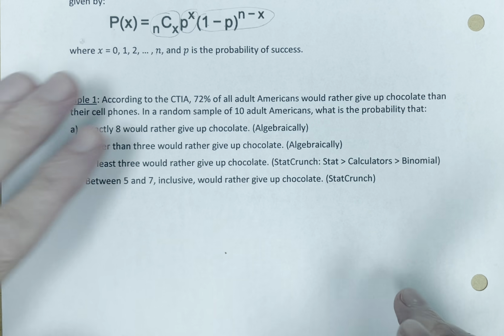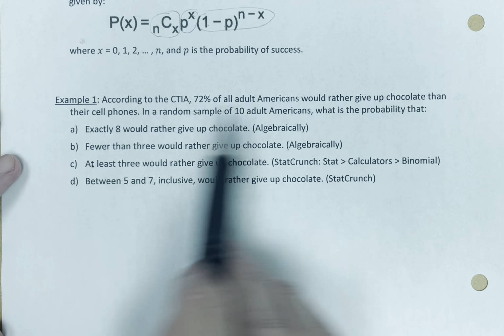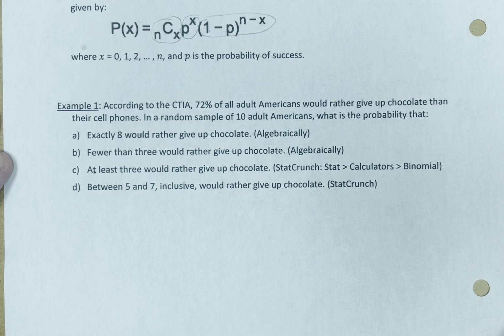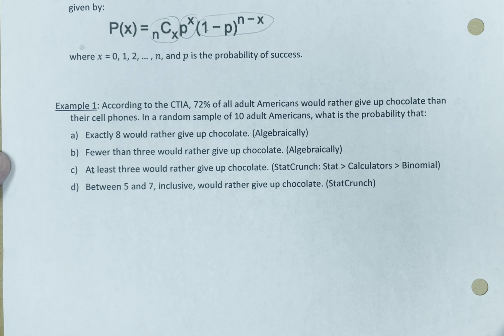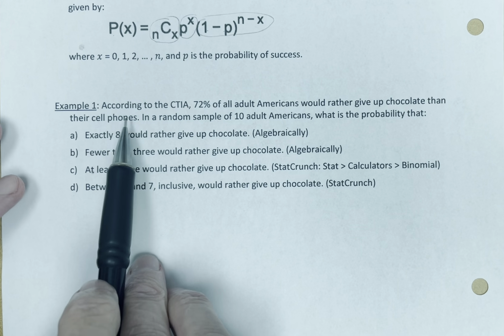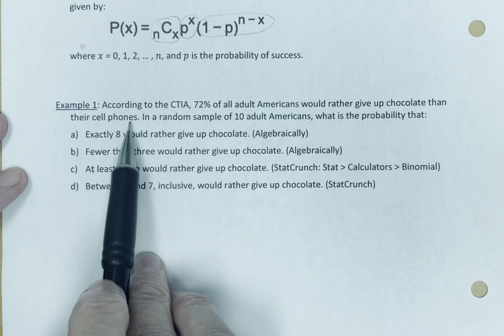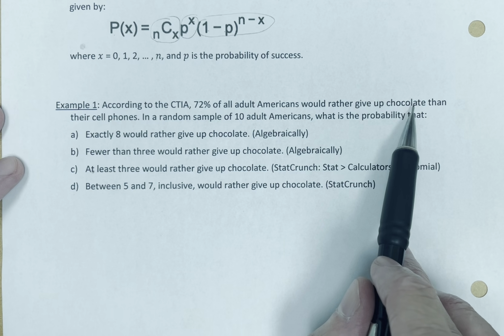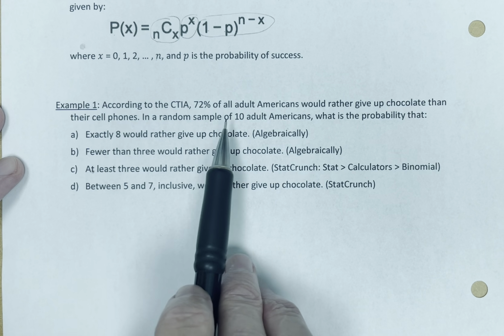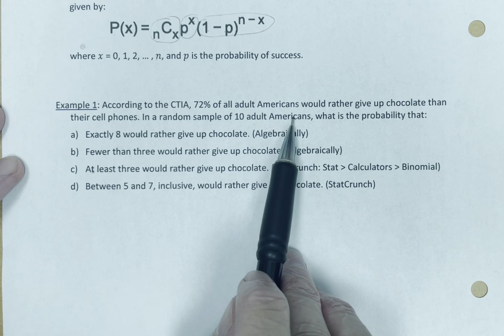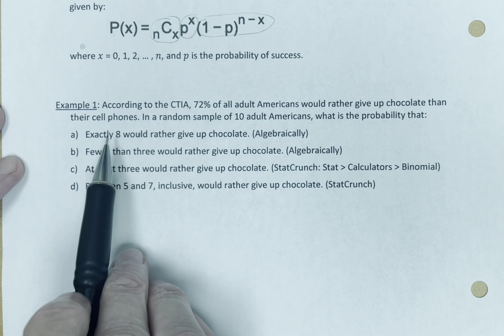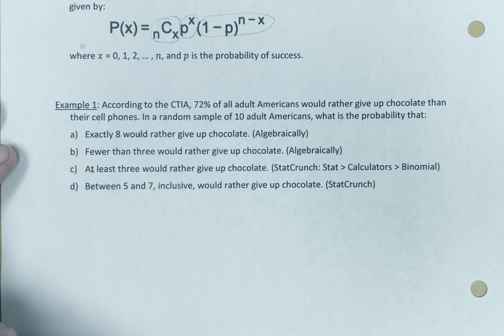72% of all adult Americans would rather give up chocolate than give up their cell phones. I'm not sure where I fall there. I love chocolate, but like most of us, I make a lot of use of my cell phone, so I'm not sure what I would do with this one. But they say that 72% say, I'll give up my chocolate, I want my cell phone. In a random sample of 10 adult Americans, what is the probability that, letter A, exactly 8 would rather give up chocolate? We'll do this one algebraically.